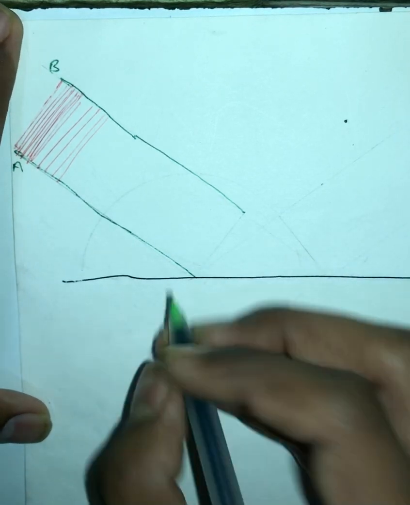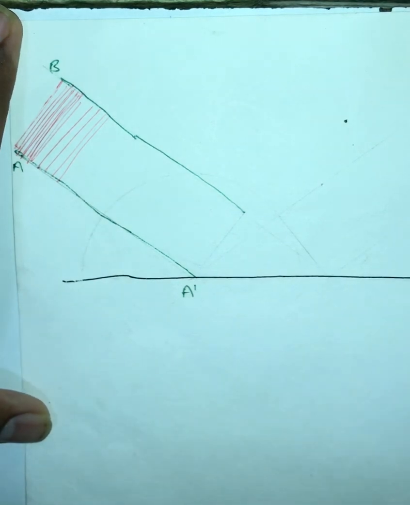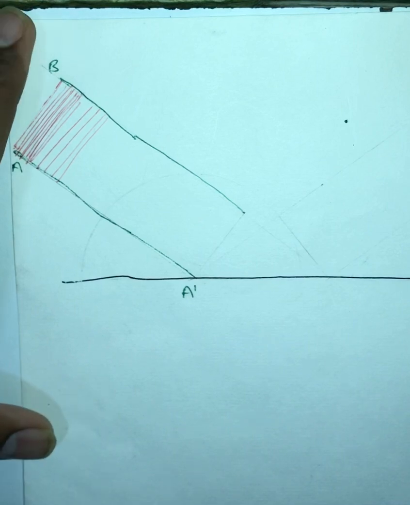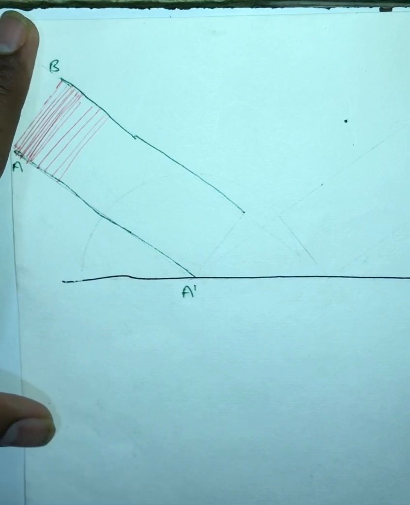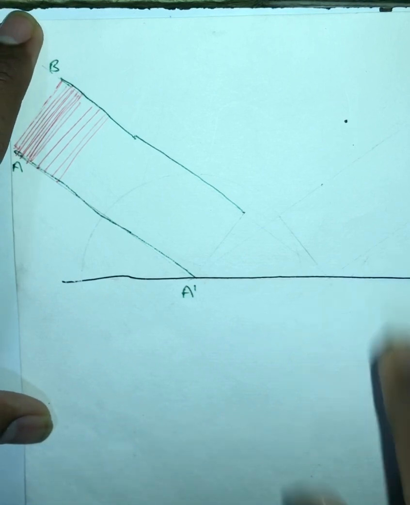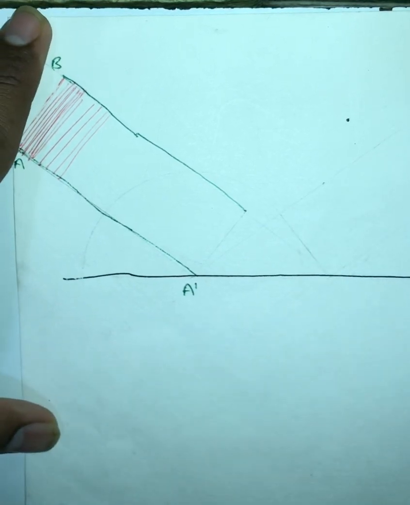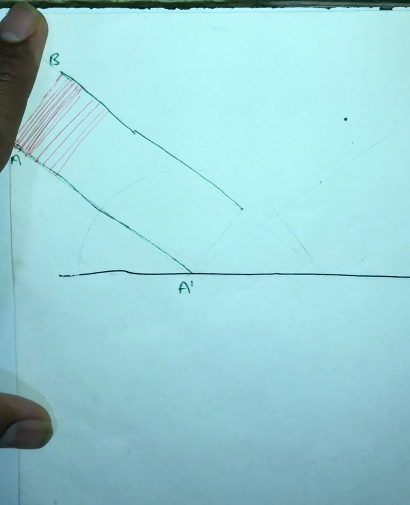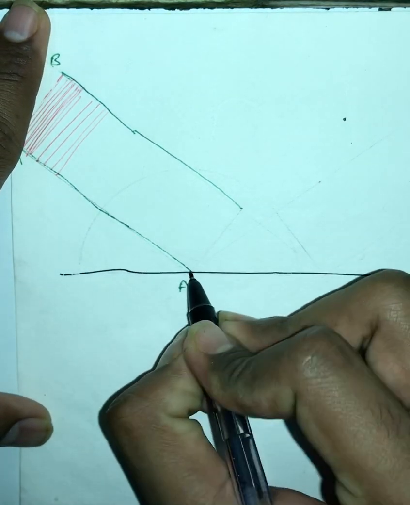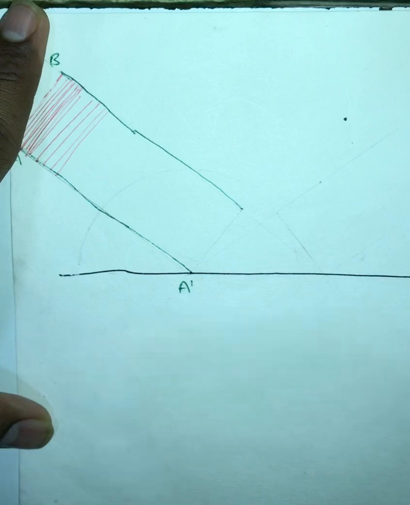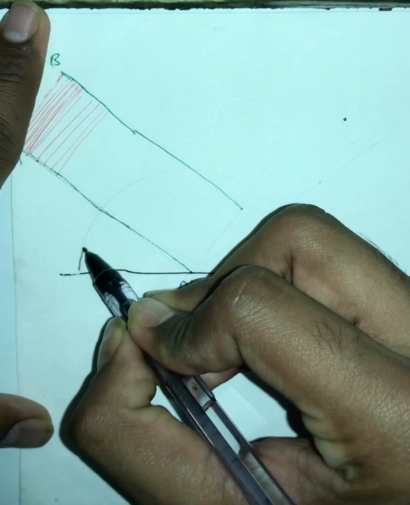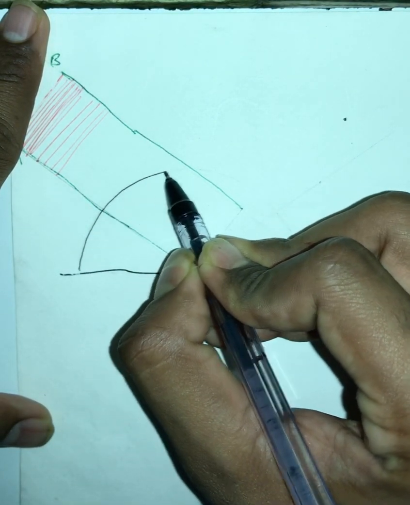So now what will happen over here is that A dash will create a wavefront, and this wavefront will be in a circular manner. If you don't know how a wavefront is created in a circular manner, then the link is given in the description box. You can view that video and this video will become much easier for you all. So now at this point A dash will create a circular wavefront. So let's draw a circular wavefront over here.